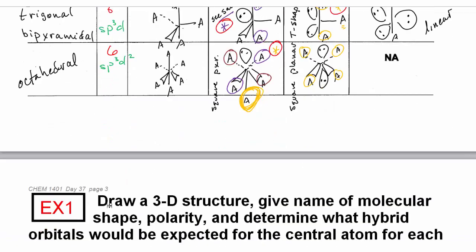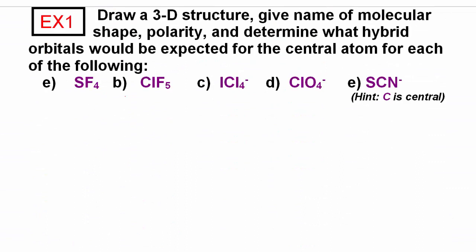So let's try a few of these. Draw a 3D structure, give the name of the molecular shape, the polarity, and determine what the hybrid orbitals would be expected for the central atom for each of the following. Sulfur tetrafluoride. Sulfur has 6 valence, and each fluorine has 7. That's 34 valence electrons. So sulfur's in the center, surrounded by 4 fluorines.